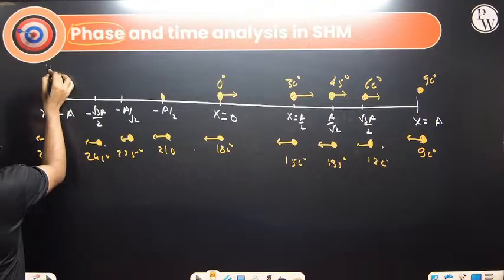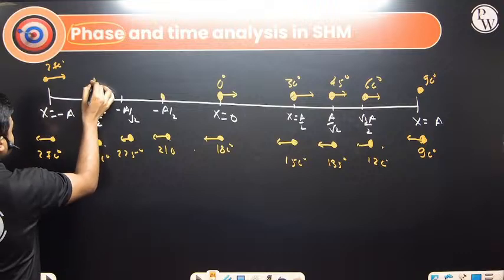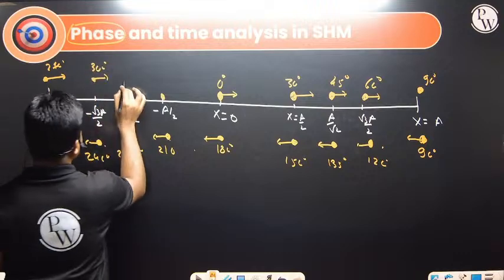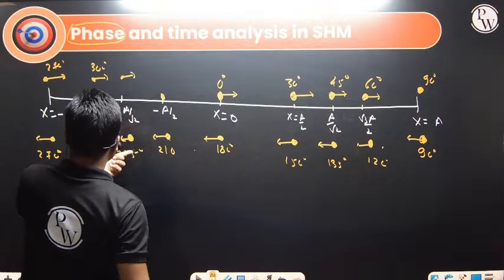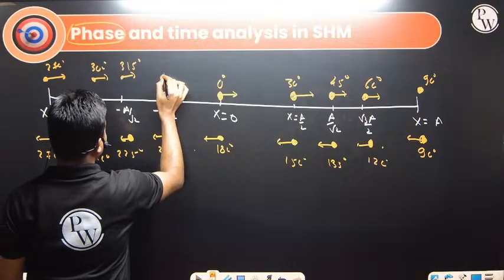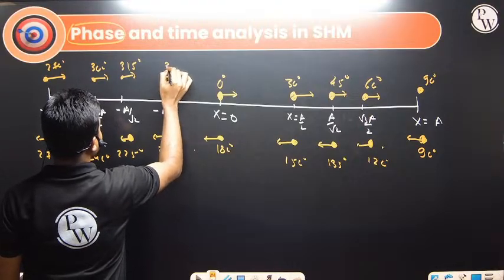Now the particle is going back, 270 degree. So this particular point, 270 plus 30, so this will be 300, plus 15 degree. So this is 315 degree. And this one, 315 plus 15, so this side 330 degree.